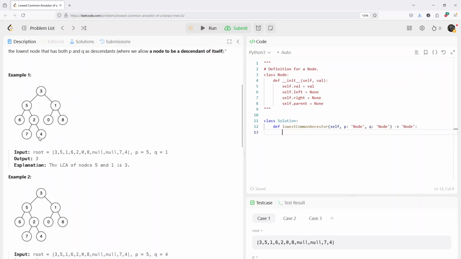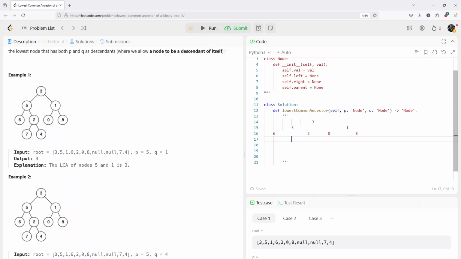So if you look at this example here, if we got 3, then 5, then 1, then 6, 2, 0, and then 8, and then 7, 4 here. So this is just a binary tree, not a binary search tree.